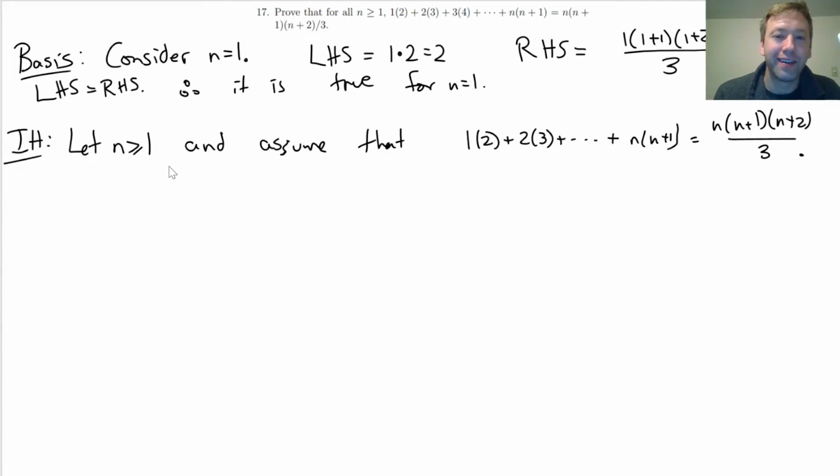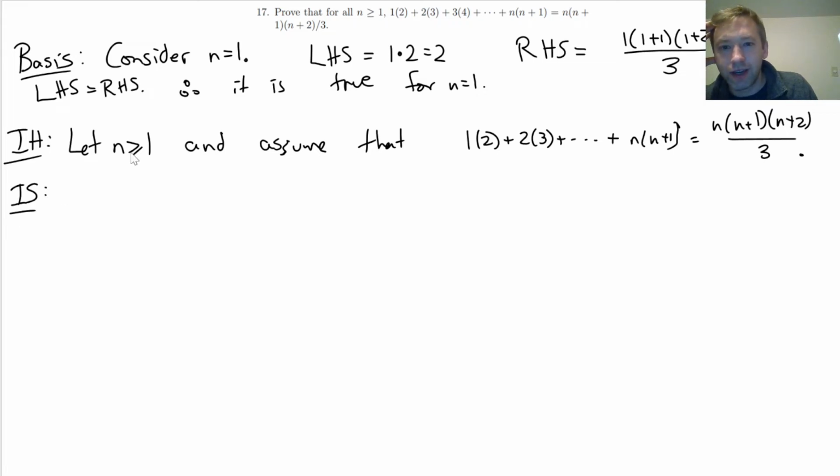Now note that in my inductive hypothesis, it's important what this sentence is saying. I'm only assuming this is true for one value of n. Your inductive hypothesis absolutely should not say, assume that this thing is true for all n, because that would be assuming what you're trying to prove, which is a big problem.